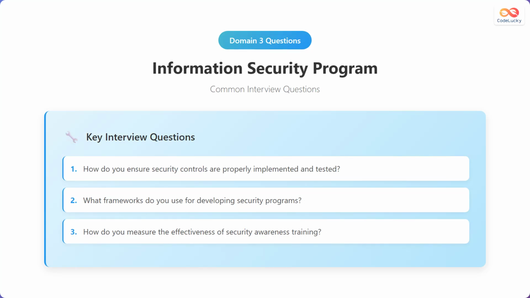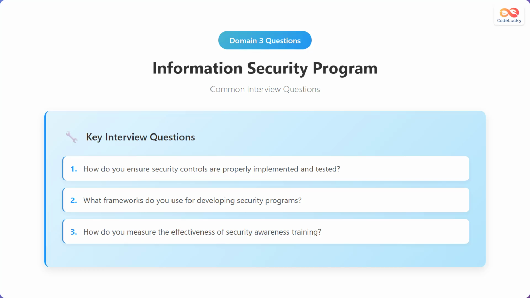Information security program questions test your operational knowledge and program management skills. The first question asks how you ensure security controls are properly implemented and tested. This requires demonstrating knowledge of control implementation methodologies, testing procedures, and continuous monitoring processes. You should explain the importance of control validation, gap analysis, and remediation planning.